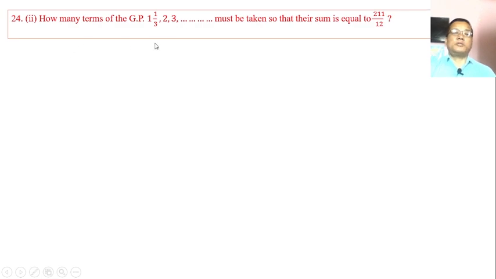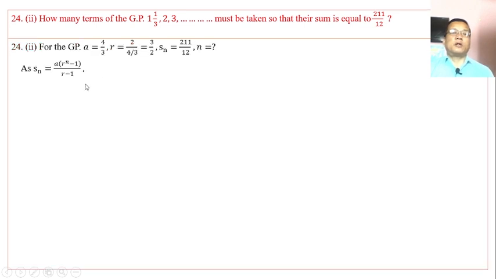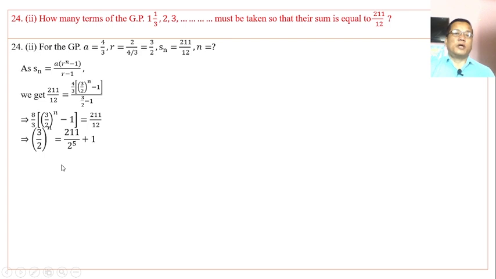How many terms of the GP must be taken so that their sum is equal to this? In the question, the common ratio is 3 by 2, so we put it into the formula. Then, giving the respective values and solving, we get 3 by 2 whole power 5, which is equal to 3 by 2 to the power N. Comparing the powers, the value of N is 5, so the number of terms is 5.